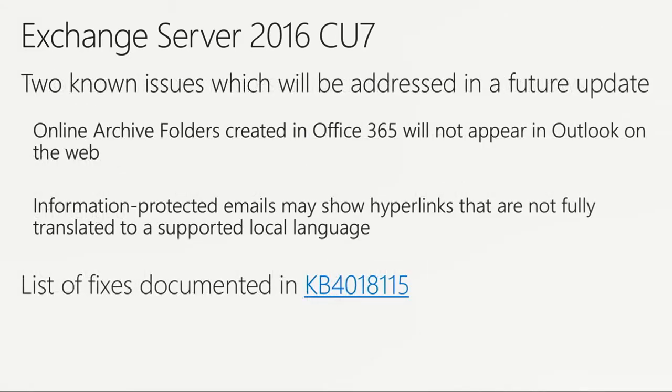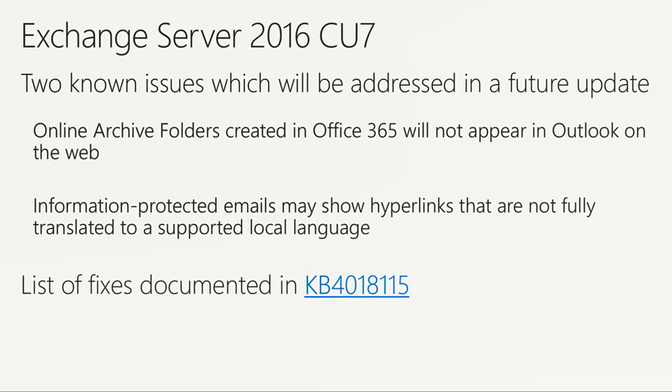All right, I mentioned there's a couple issues in CU7. They are somewhat minor. Probably the bigger one is the online archive folders. If you have a hybrid configuration and you create online archive folders in Office 365, the archive folders are not appearing in CU7 for Outlook on the web, or what we used to call Outlook Web App, OWA. That is something where we'll have a fix in the next CU, but we just recommend for now as a workaround, just use Outlook to get around it.